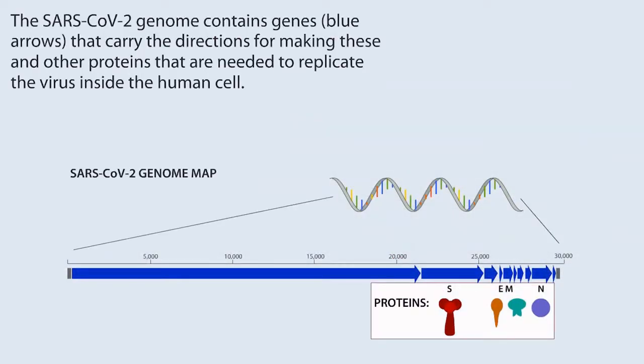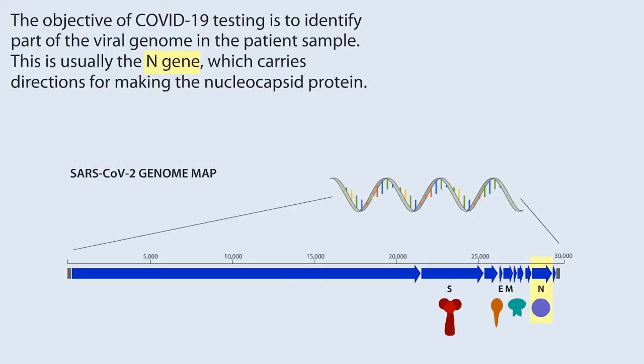The SARS-CoV-2 genome contains genes, blue arrow, that carry the directions for making these and other proteins that are needed to replicate the virus inside the human cell. The objective of COVID-19 testing is to identify part of the viral genome in the patient sample. This is usually the N gene, which carries the directions for making the nucleocapsid protein.